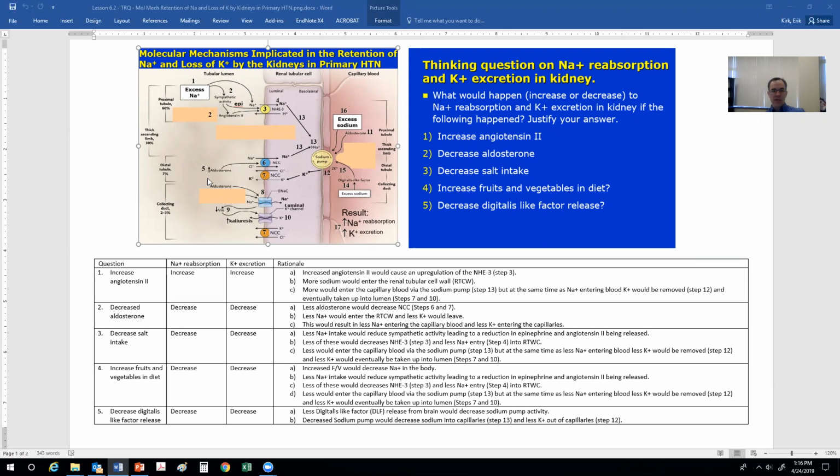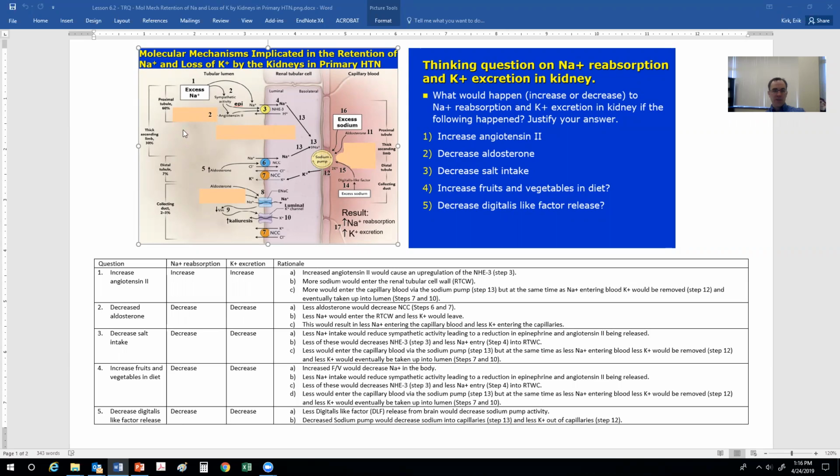What about decreased aldosterone? If you decrease the amount of aldosterone, that's going to decrease sodium reabsorption and potassium excretion, because you would have less activation of the sodium chloride co-transporter, and therefore less sodium would be taken up into the renal tubular cell, and less sodium would be taken up through the sodium pump and made its way into the capillary blood. Likewise, less sodium taken up would mean less removal of potassium out of the capillary blood.